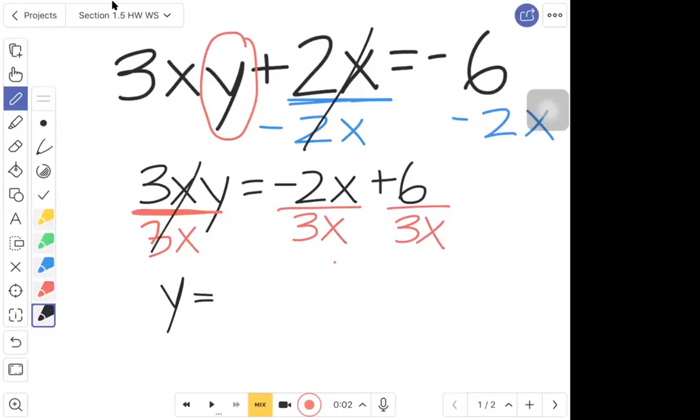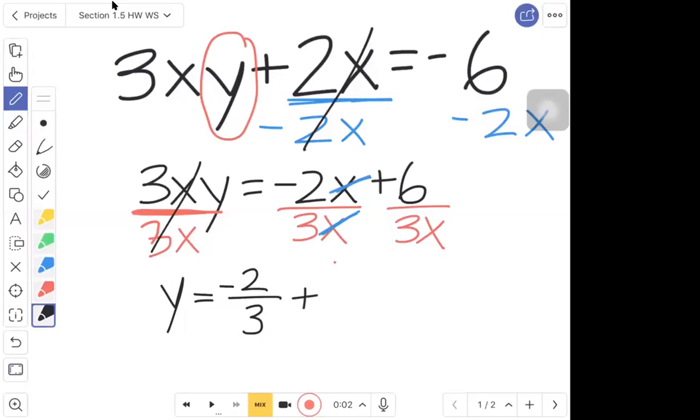Now we have negative 2x divided by 3x. That will leave us with negative 2 over 3 because these x's will cancel. So we have negative 2/3 plus, and we have 6 over 3x.